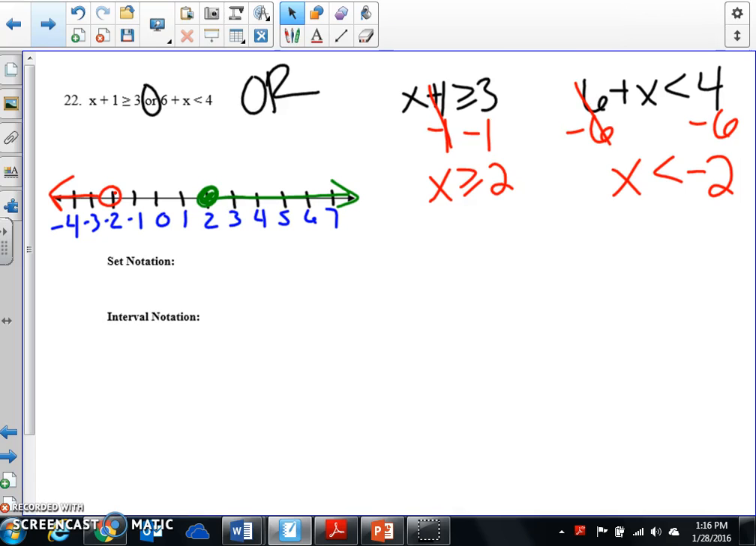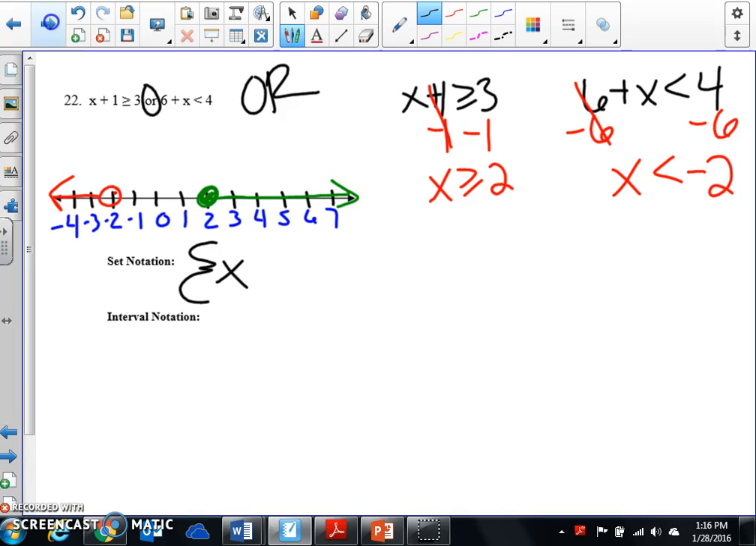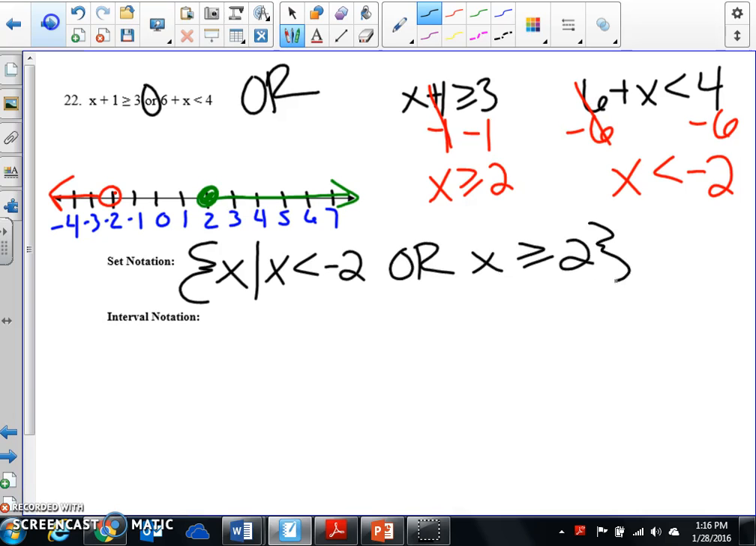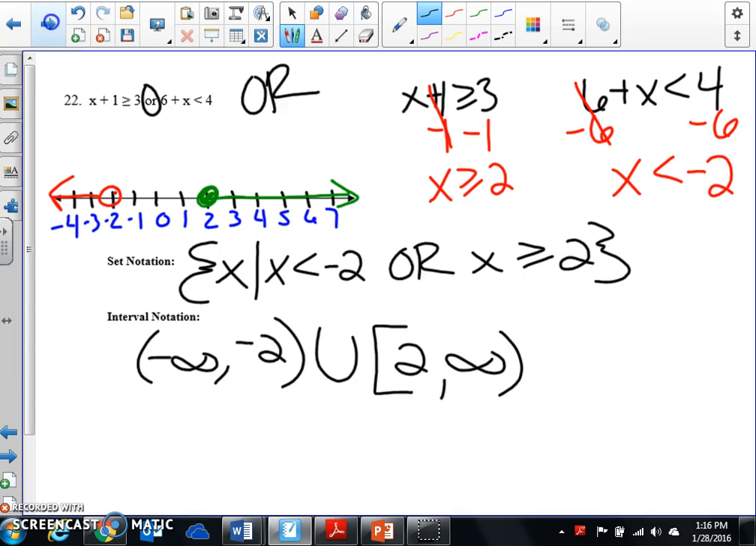For set notation, I would just take my 2 solutions. You want to do the smaller number first, which is -2. So x for all x less than -2, or x greater than or equal to 2. Your interval notation is all negative infinity numbers to -2, parenthesis, union. 2 is a closed circle, so bracket, and then to positive infinity.